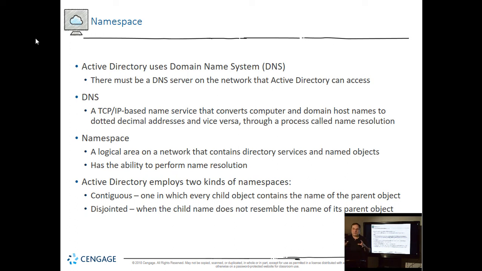That would be what's called a contiguous namespace because it would have the widget.llc.internal as part of its name. Whereas a disjointed namespace does not resemble the name of the parent object. So if I created a second domain and called it widgettools.internal, that's a completely different name. That's a disjointed namespace, and you can certainly do that. Active Directory will keep track of it if you want. If you have two companies, it may make sense to make two different domain namespaces.